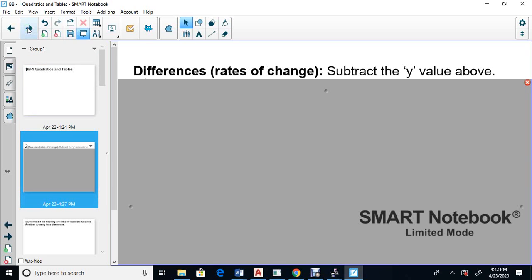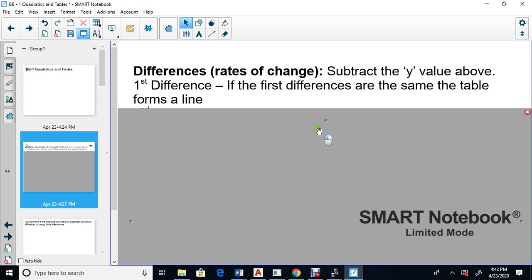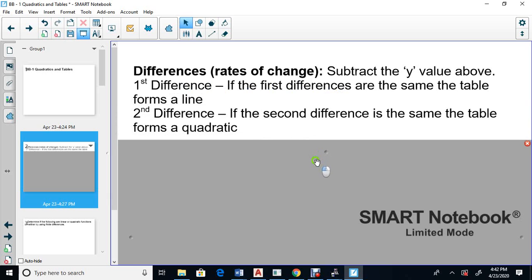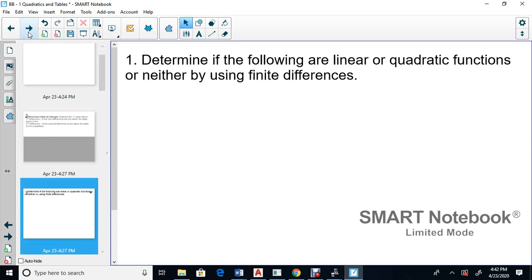Okay, I'm going to start off with talking about differences, or these are also known as rates of change. You would have learned last year. You subtract the y value above. Now, if the first difference is the same in the table, it forms a line, something you should have realized last year. If the second difference, which is new, is the same, the table actually, when you graph it, forms a quadratic. So let's look at some samples and let's see if you understand this.